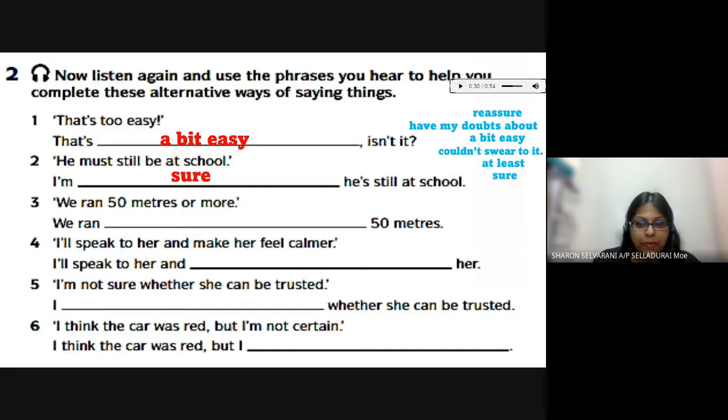Okay. At least. All right, let's check our answer. We ran at least 50 meters. Listen, we ran 50 meters or more. So we are not sure whether we ran 50 or we ran more. So, at least 50 meters. Okay, number four. I'll speak to her and make her feel calmer. I will speak to her and dash her. Okay, let's check.